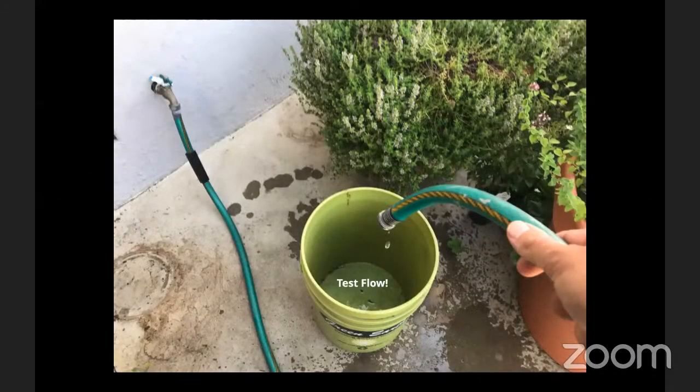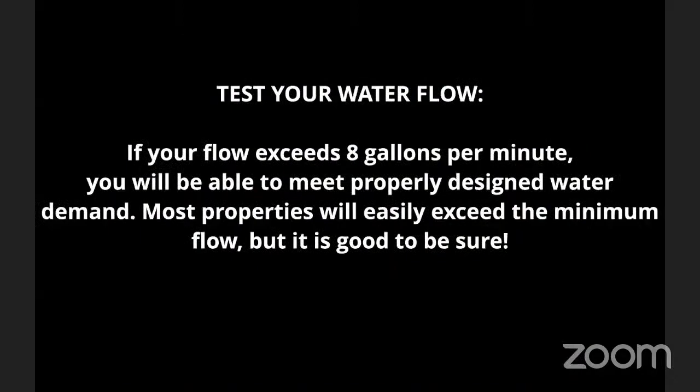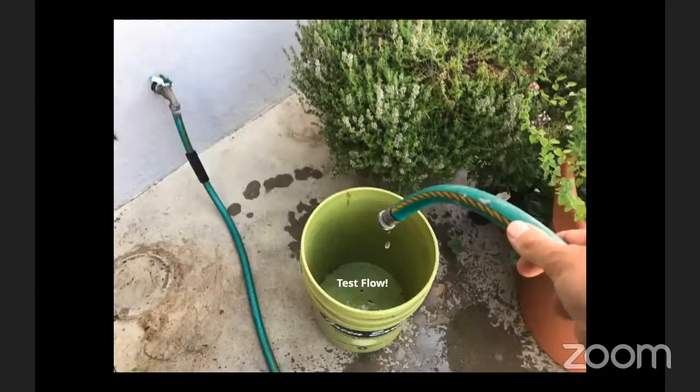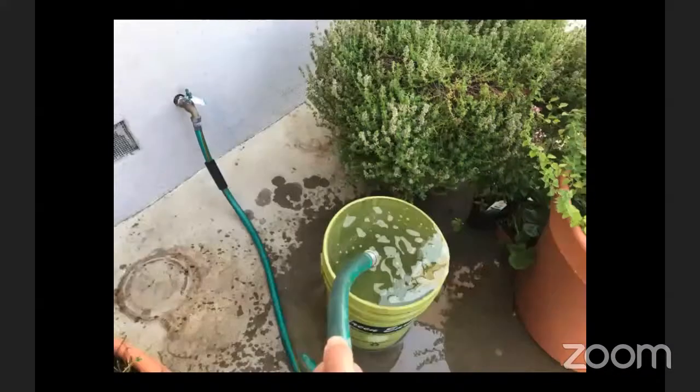It's pretty easy. If you have a 5-gallon bucket around, you can turn your hose open completely and see how long it takes to fill that. That'll tell you 5 gallons, and then you can do some math to convert it to 8. But basically, if it takes less than 30 seconds at full blast to fill this bucket, you know that you are going to be plenty fine, because you'll be beyond that maximum that you want for your system design.